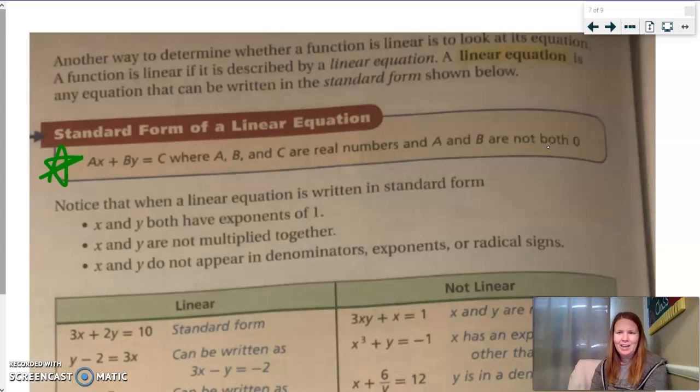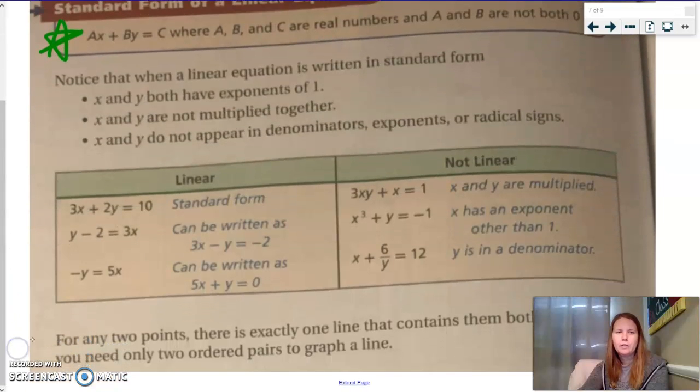It says ax plus by equals c, where a and c are real numbers and a and b are not both 0. Notice then when a linear equation is written in standard form, x and y both have exponents of 1. X and y are not multiplied together, and x and y do not appear in denominators, exponents, or radical signs. So you have some other things.